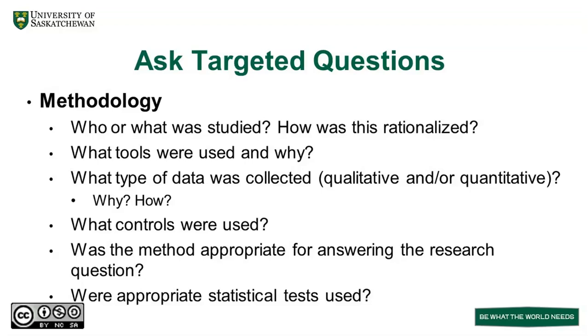So who or what was studied? How was it rationalized? What tools were used? Why? What type of data was collected? Was it qualitative, quantitative, both? Why? How? Again, what was the justification for gathering this sort of data? Were controls in place? If not, why weren't they? Was the method appropriate for answering the research question? Were appropriate statistical tests used? If they're using a test that seems strange for looking at the data, you can surface that in your critique.